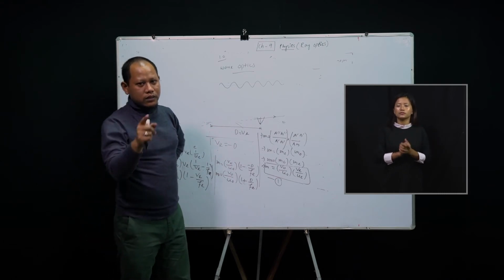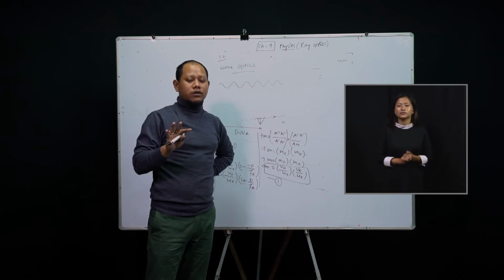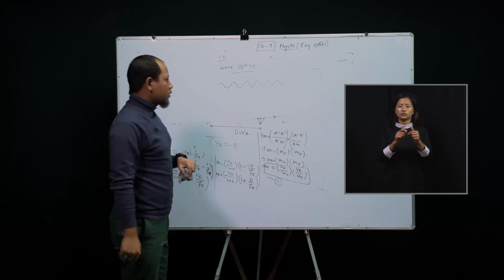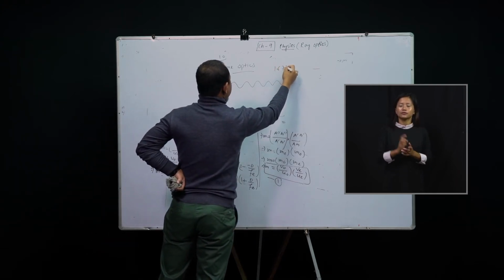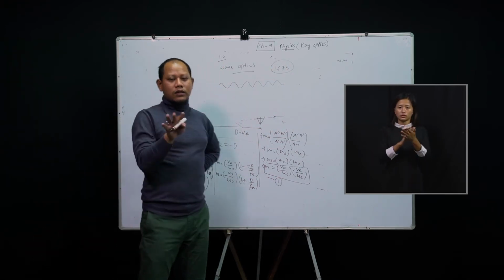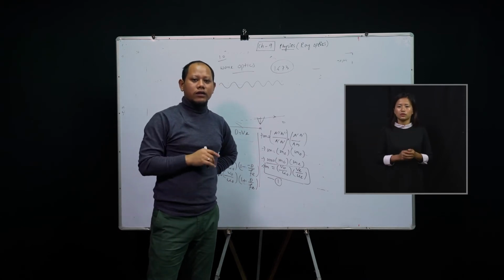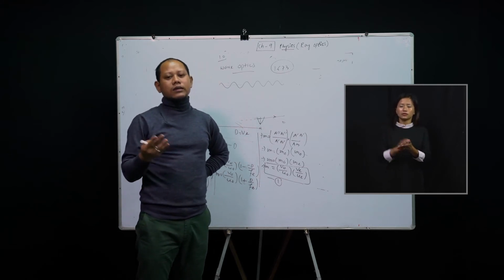The first theory was given by Newton, which we call Newton's corpuscular theory. That theory was given by Newton in the year 1673. In this theory, Newton assumed that light has particle nature, because Newton is a mechanics guy.